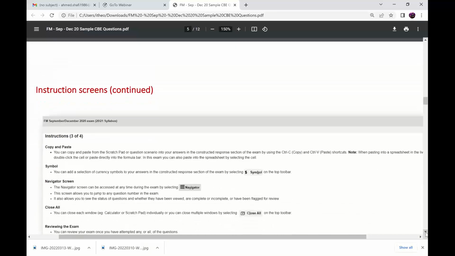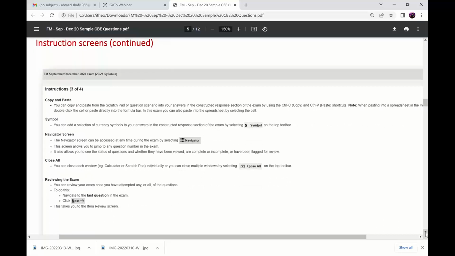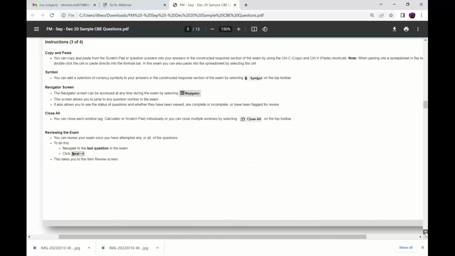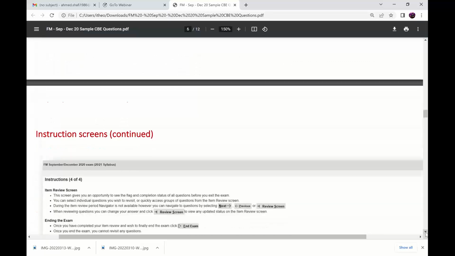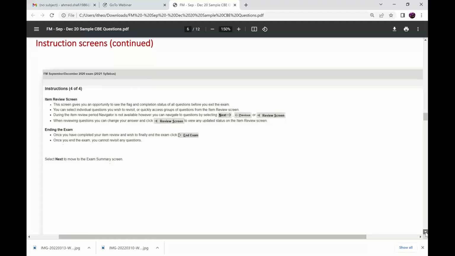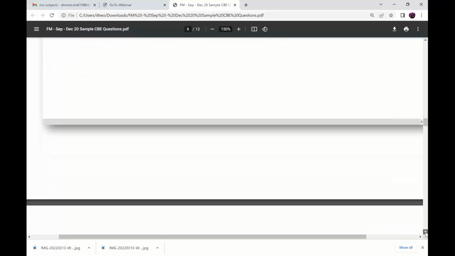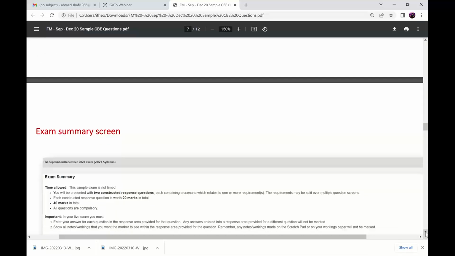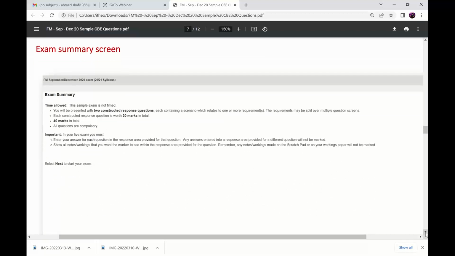Still instruction screen, see how to copy and paste, symbol, navigator screen, close all, reviewing the exam. Every instruction is given. This is the last instruction screen, item review, ending the exam, clicks next to continue to exam summary screen. Then it will come with exam summary screen. Time allowed, you know what is the time allowed in the exam.